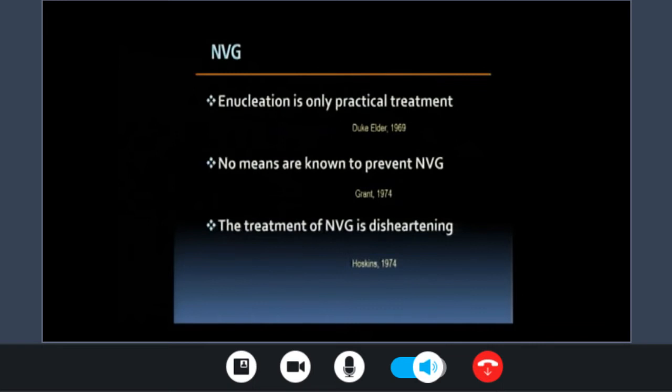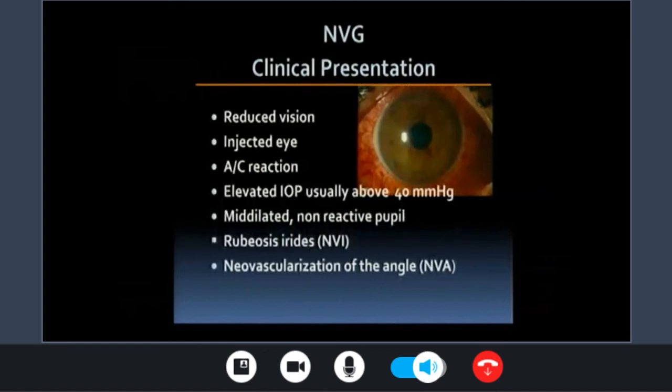You see what Duke-Elder mentioned in 1969, that enucleation is the only practical treatment. Grant mentioned in 1974 that there is no means known to prevent neovascular glaucoma. And Hoskins mentioned that the treatment is disheartening. The clinical presentation, as we know, is severe pain, semi-dilated pupil, intraocular pressure usually above 40, rubeosis iridis, and new vessels in the angle, and all these are the manifestations.